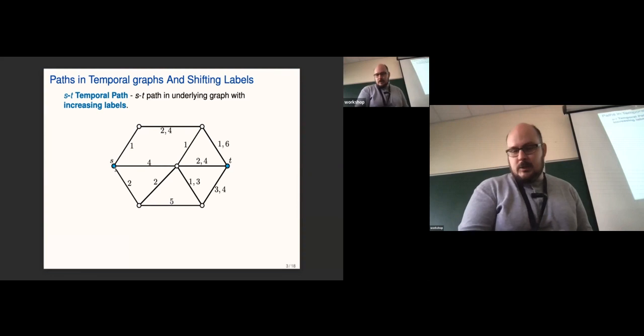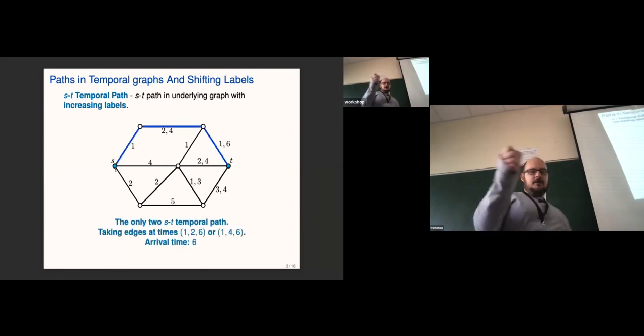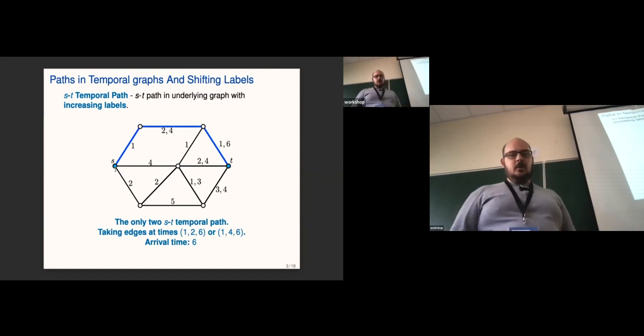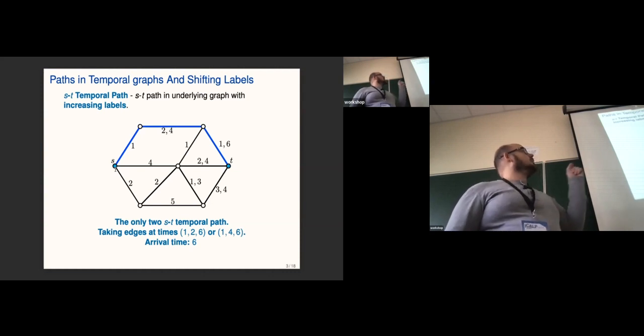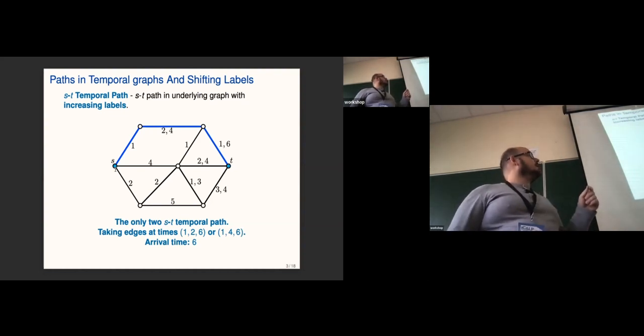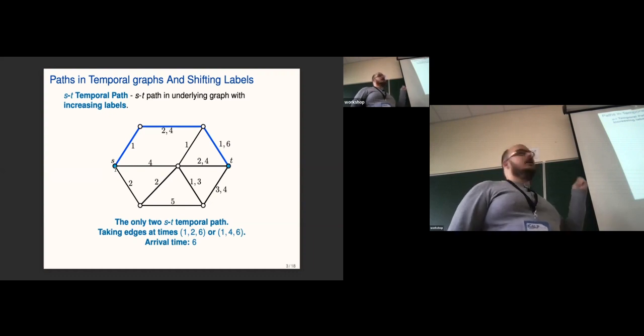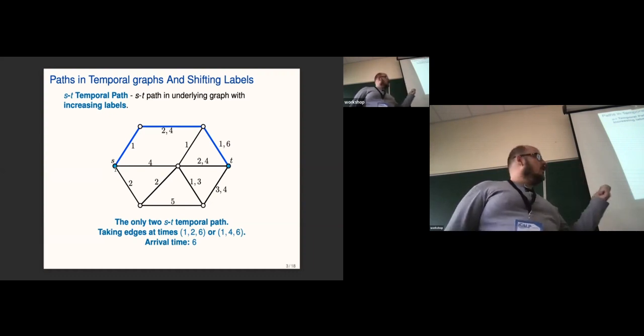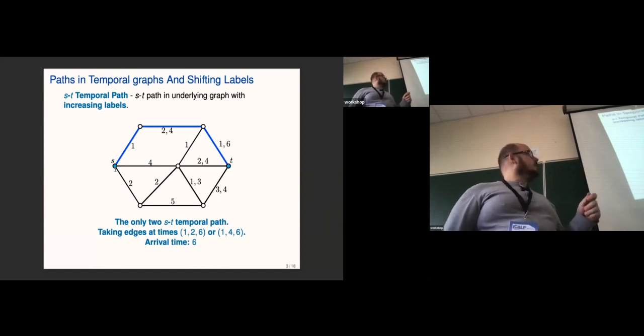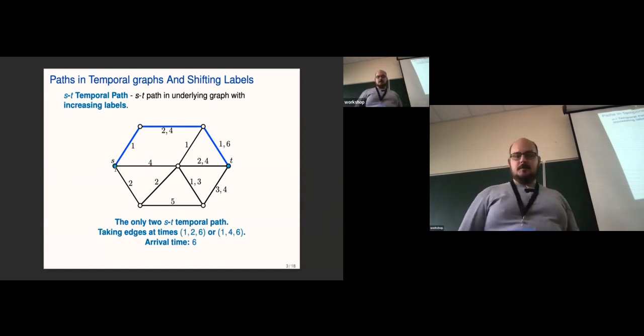So after looking a little bit longer at this example, we can see that there are actually two temporal paths, but they look exactly like this, and they both arrive at time six. So the first temporal path is take the top edge at time one, then take the only edge that we can go at time two, and then wait until time six to take the last connection. And the second temporal path is take the edge at time one, wait until time four, take the only edge at time four, and then take the only edge at time six.